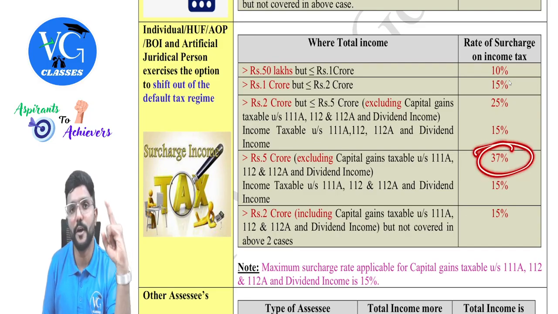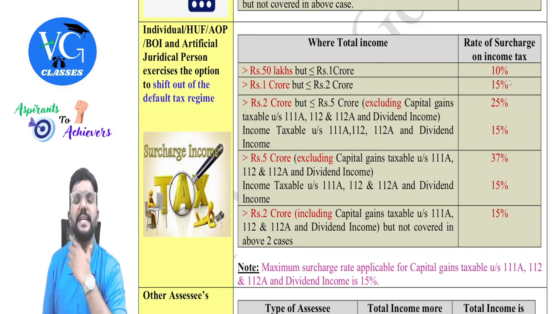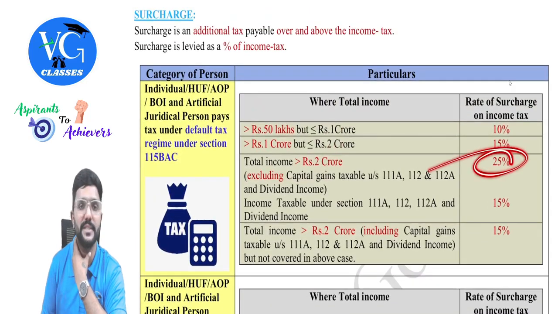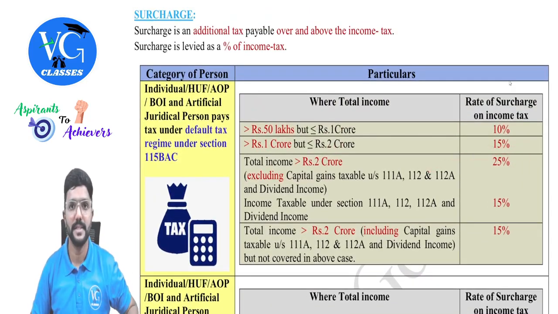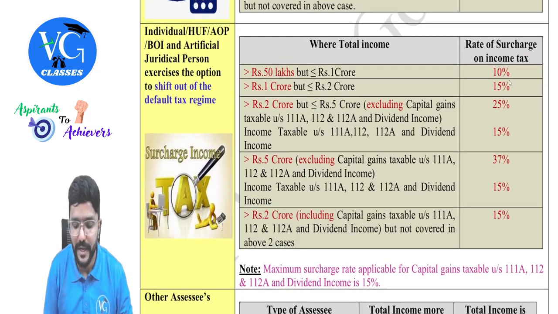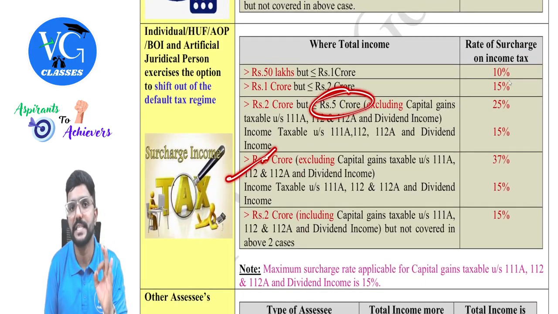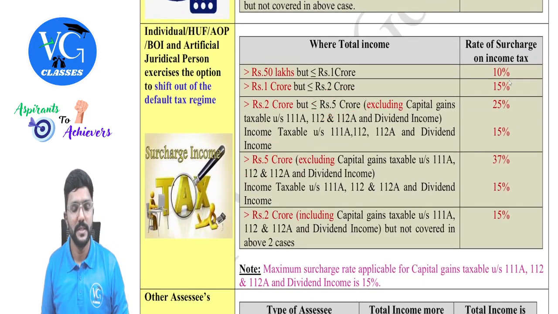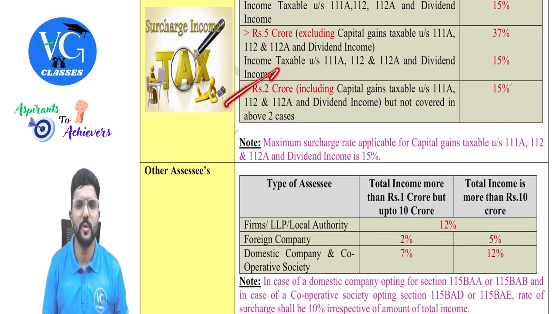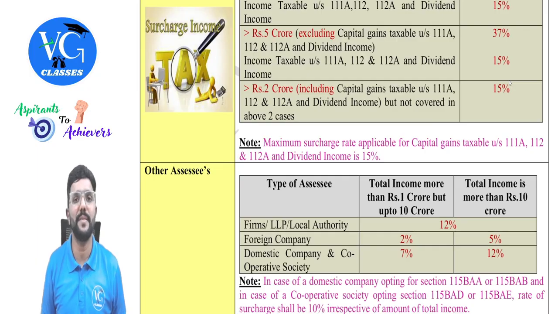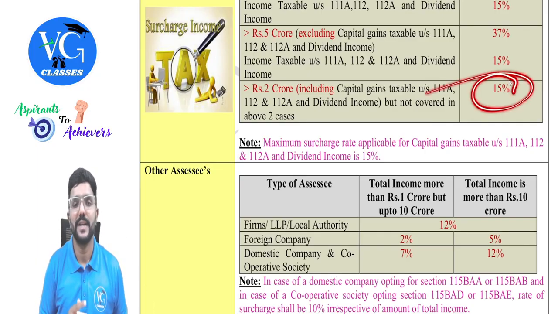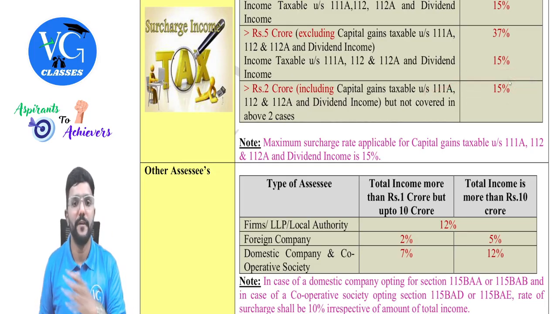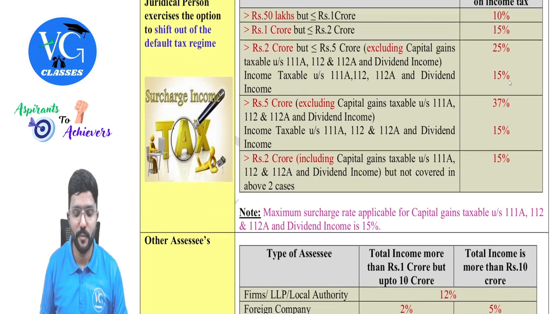Guys, this is one additional point under the optional scheme. There is a rate of 37%, the highest rate of surcharge under the optional scheme. Whereas the highest rate under the default regime is only 25%. Is that clear? So please be careful. This part, this and this is additional under the optional scheme. Sir, what if the total income is more than 2 crore, but only if I include capital gain special income and the dividend income, then on the entire gross tax, the surcharge rate would be 15%, guys. Is that clear? So please be very careful.